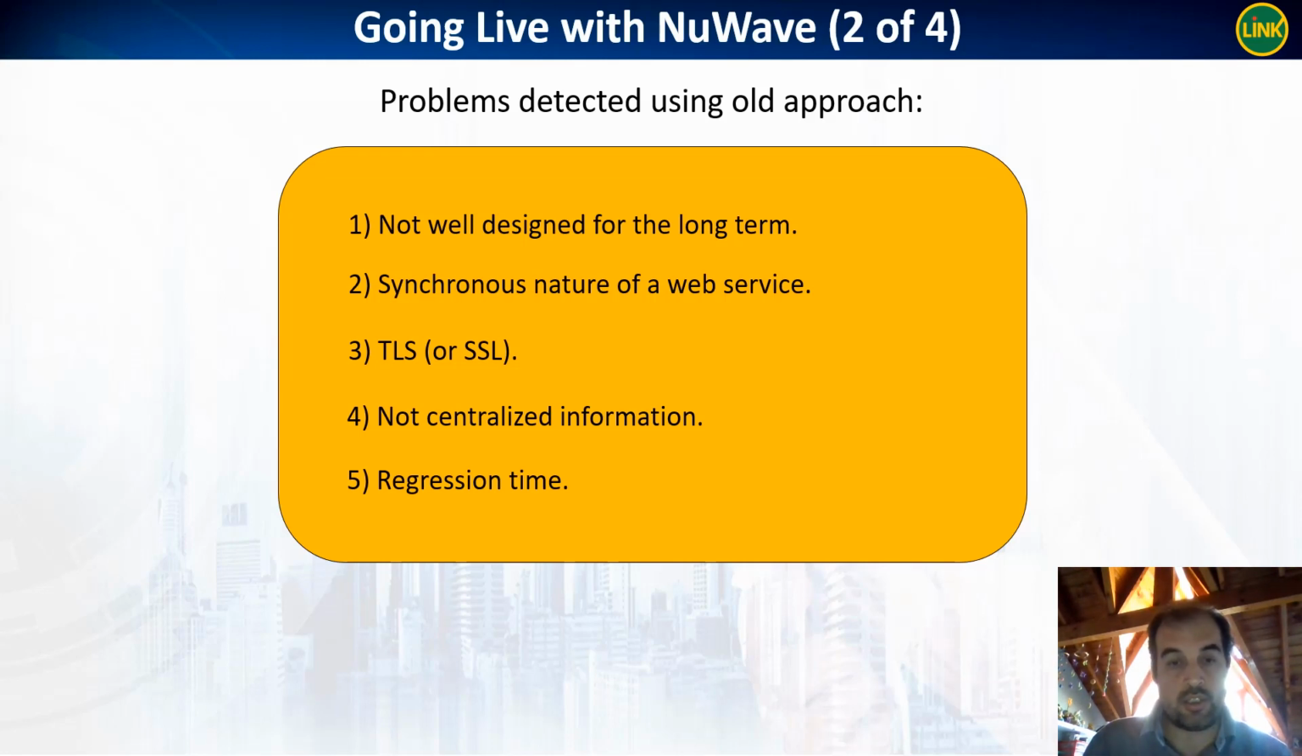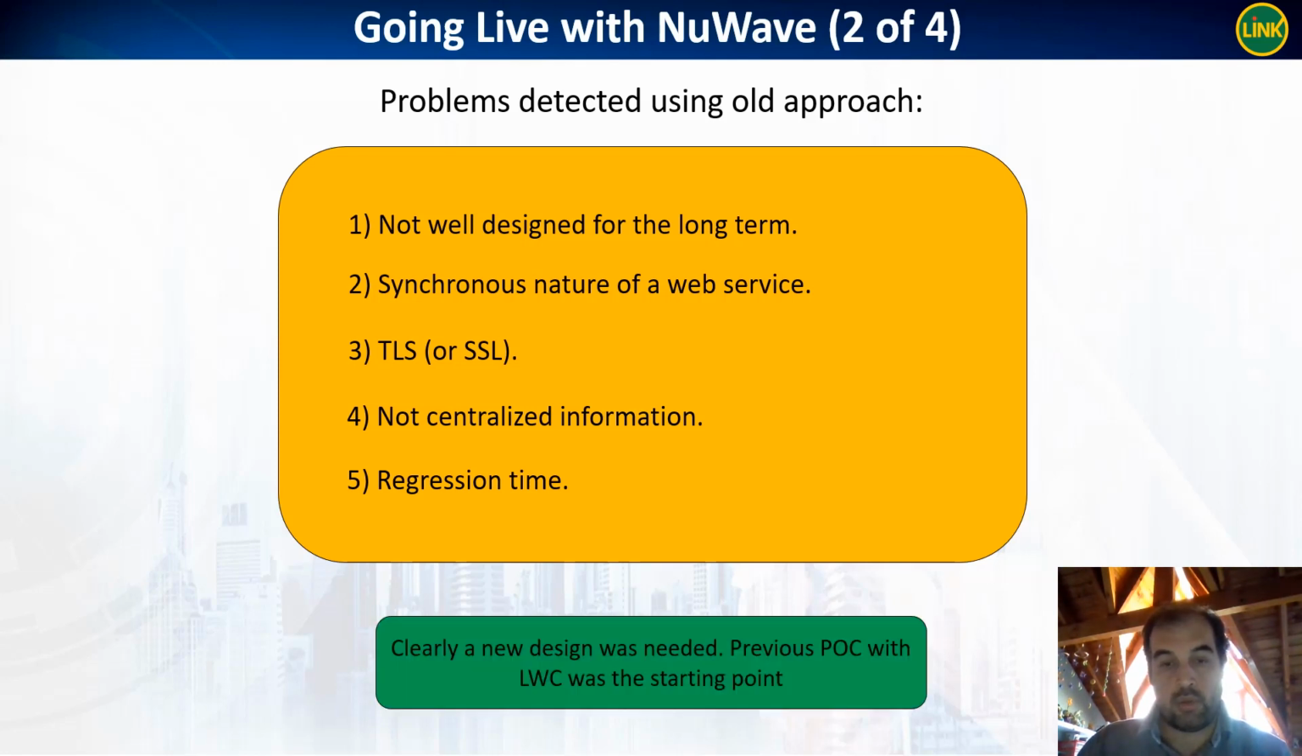Last but not least, the regression time. We had a very significant regression time every time that we added a new web service to that module. So we had to make a decision here. Either we solve all of those problems, or we start to think in a different way. This is what we did.